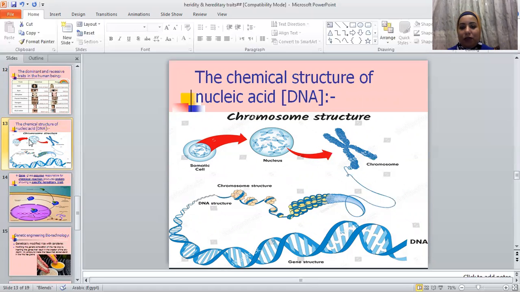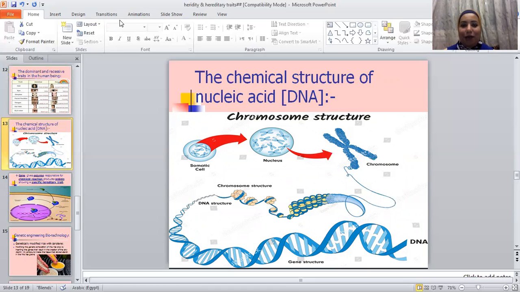Now we will study the chemical structure of nucleic acid, DNA. Chromosomes consist of DNA and protein. DNA, which we will study its structure in detail later, inshallah, in secondary one biology. But in this year, we focus only on the composition of DNA related to the genes and protein. The genes are responsible for transferring the hereditary traits from one generation to another.